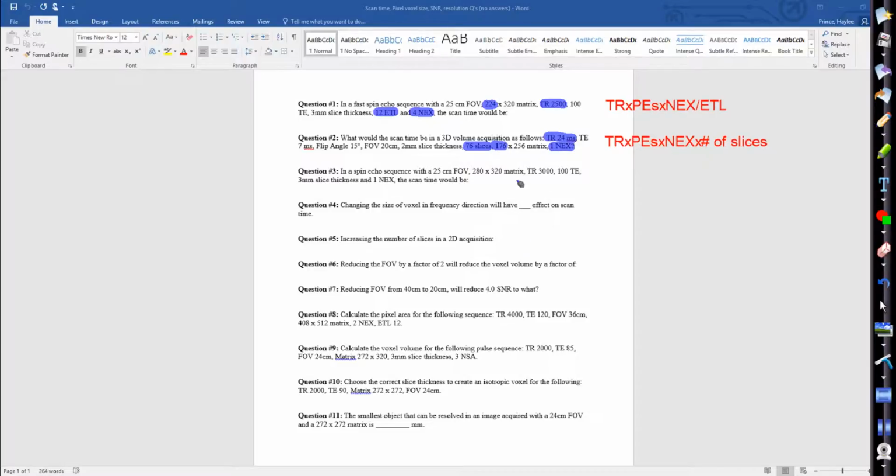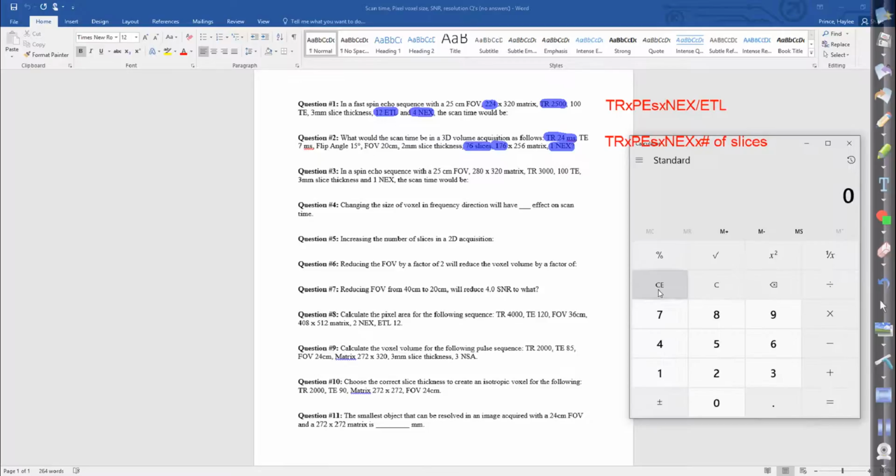Okay, so those are the 4 parameters we need to use. So let's get our calculator back up and do this math. So 24 times 176 times 1, because there's only 1 NEX.